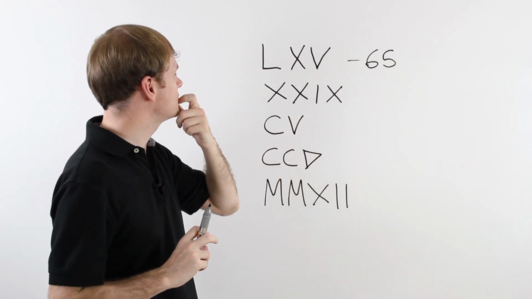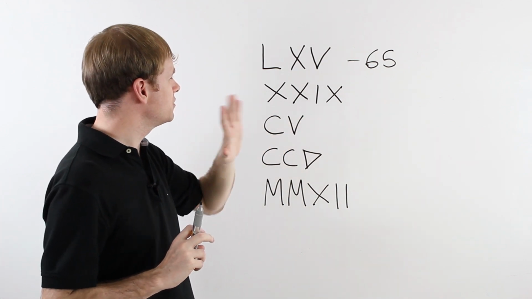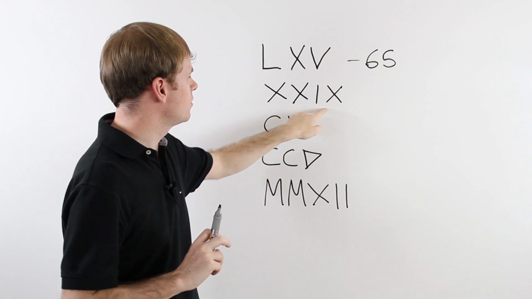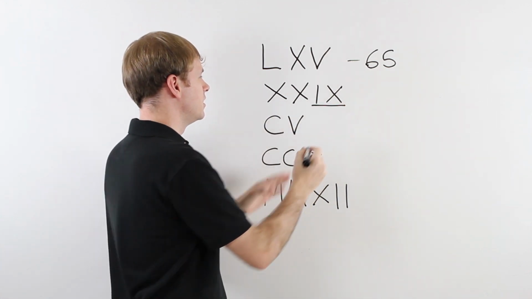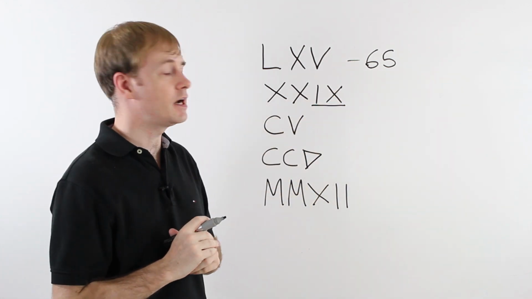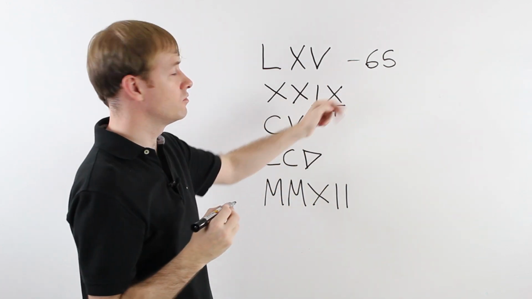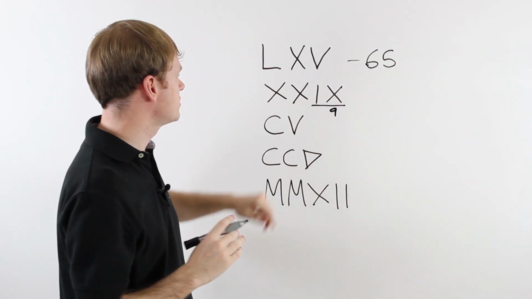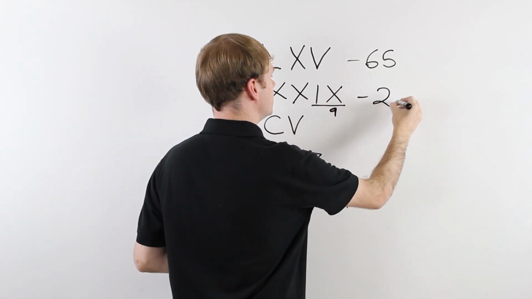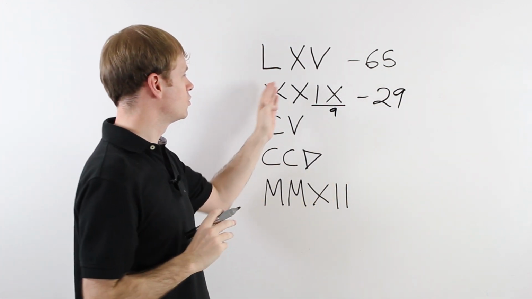X. Oh, this is confusing. First, we have to look at these. Okay, what is this number? IX. Well, IX is 9. 1 before X is 9. So XX is 20 and 9. So 29.